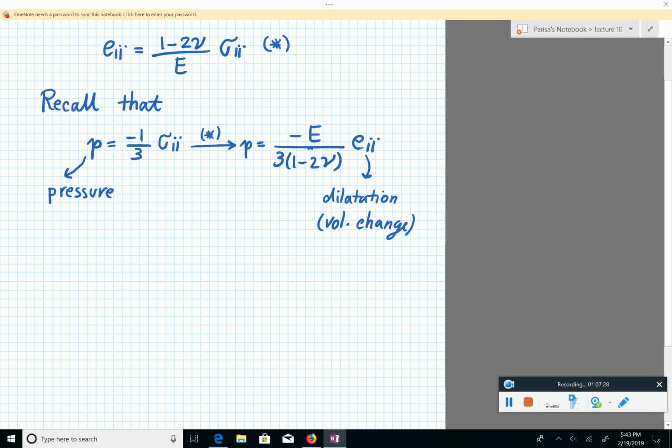So what connects the two has a name. People use kappa or K depending on the context you look at, and this is called bulk modulus, which relates the pressure to the volume change, right? And you can see from what I have written up there the relationship between bulk modulus, Poisson's ratio, and Young's modulus.